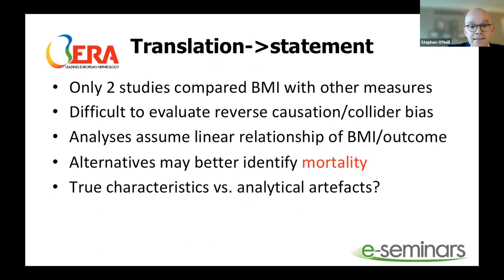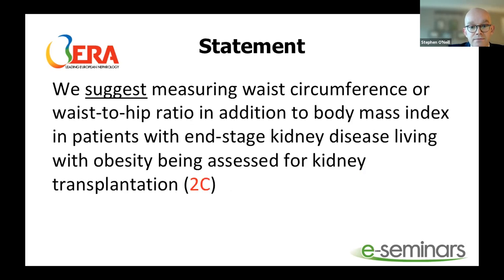In terms of translating this evidence into a statement, we identified only 2 studies that compared BMI with other measures. In these studies, the alternative measures of waist circumference and waist to hip ratio were reported to be better at identifying mortality than BMI, but there were limitations to the studies, including an assumption of a linear relationship between BMI and outcome and the potential for bias. So it is difficult to be sure whether the other measures are truly characteristic of greater risk or whether this is analytical artifact. As such, we give a level 2C suggestion of measuring waist circumference or waist to hip ratio in addition to BMI.